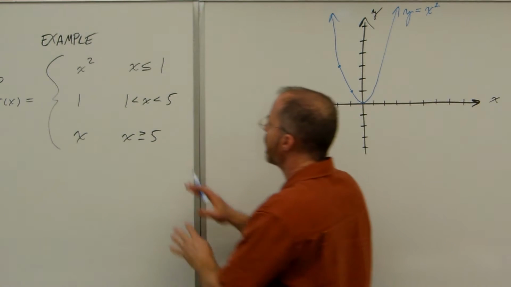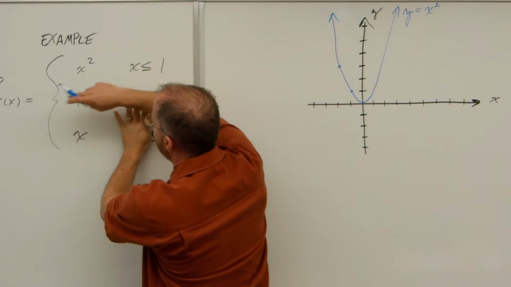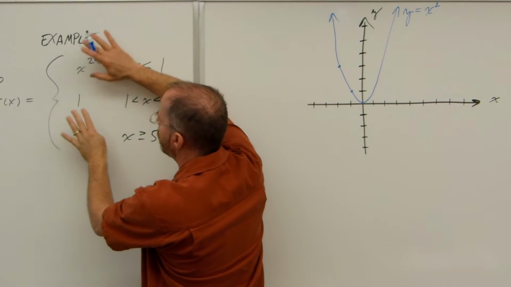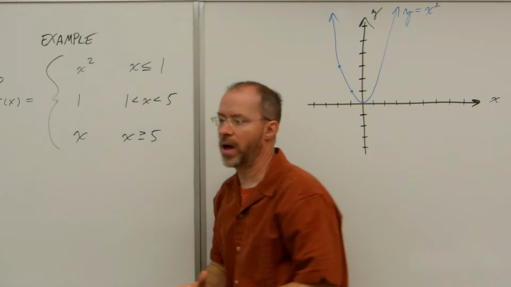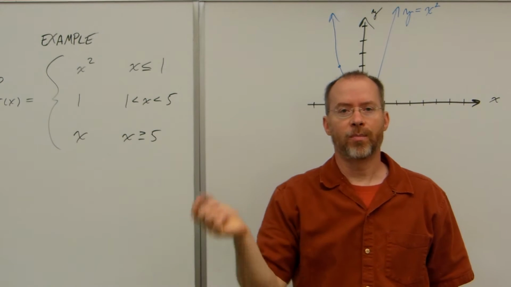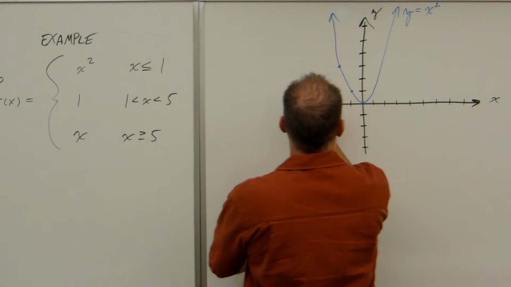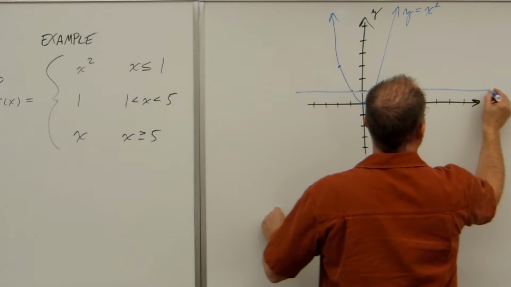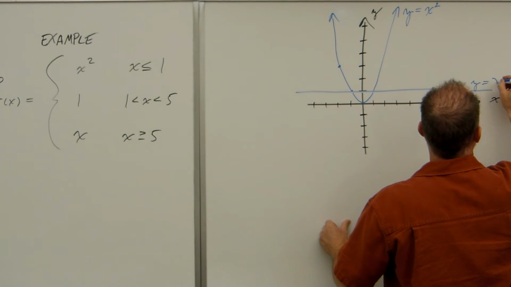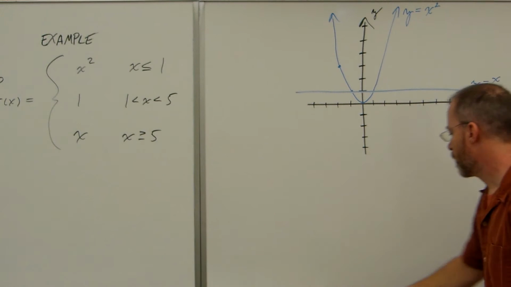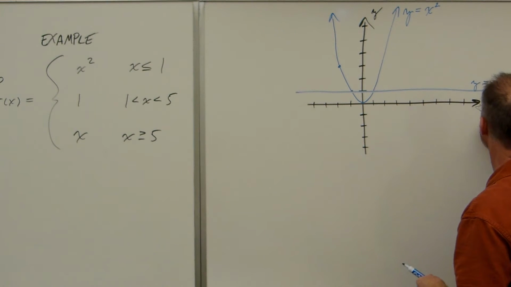And if I just did f of x equals 1, and that was the only thing I was graphing, no matter what my input was, my output would be 1. The second coordinate's 1, 1, 1, 1. That would look like this. That's y equals 1, just that horizontal line.